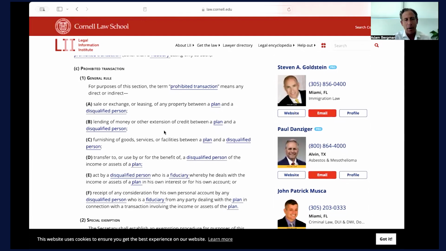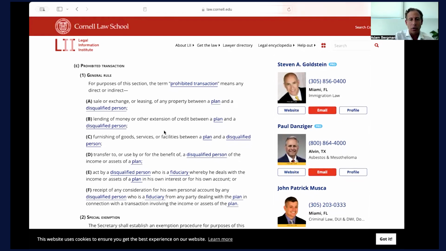B: Lending of money or other extension of credit between a plan and a disqualified person, right? I can't lend money from my IRA to my kids. Again, lineal, parents, children, spouse, daughter-in-law, son-in-law, or any entity controlled 50% or more by such persons. This is where you can't have a credit card for your IRA, right? Because you can't extend credit or personally guarantee an obligation in your IRA.